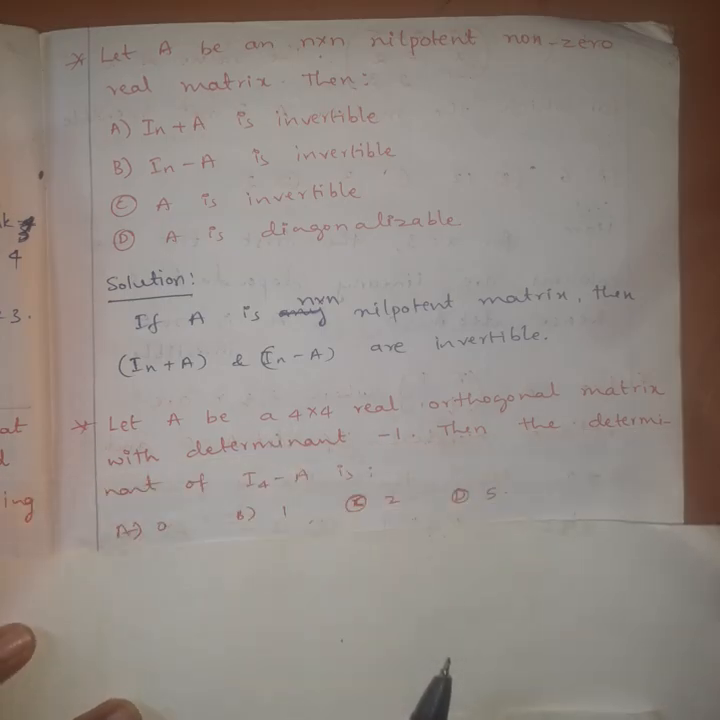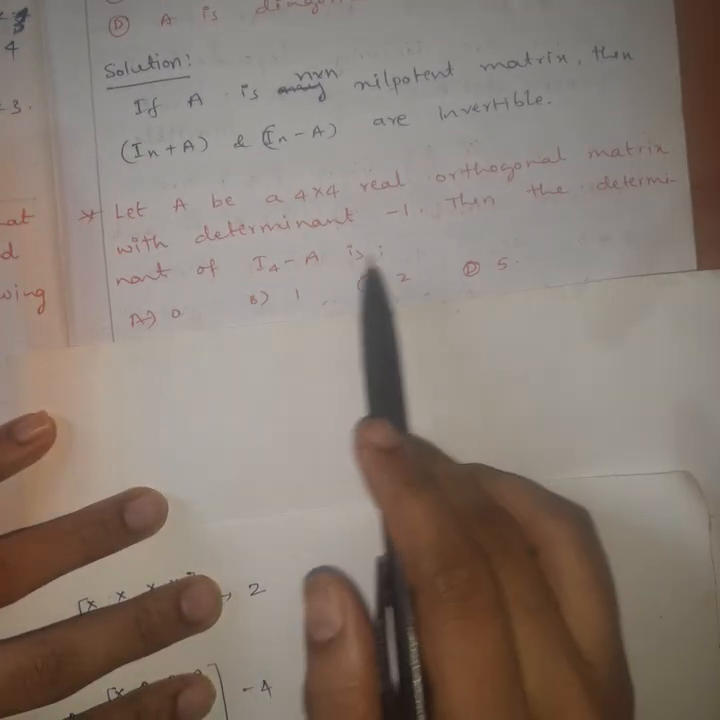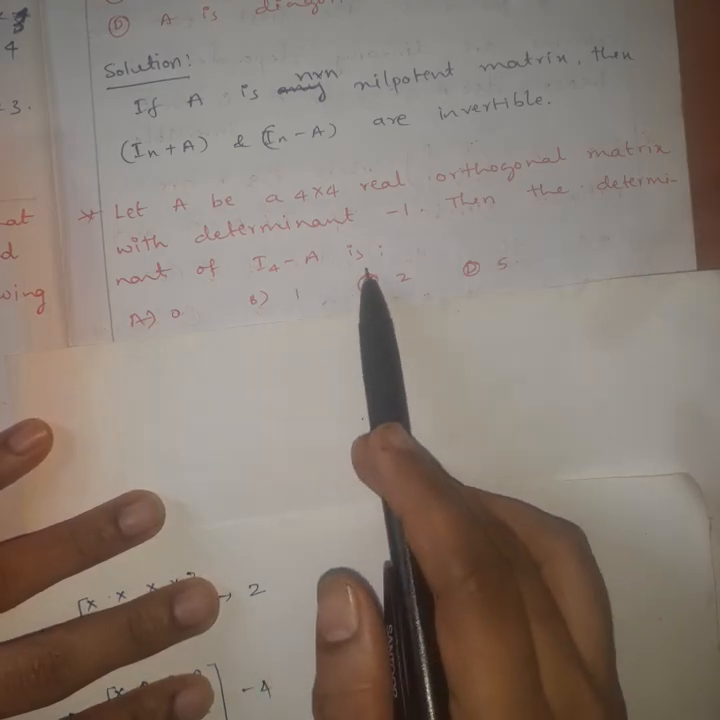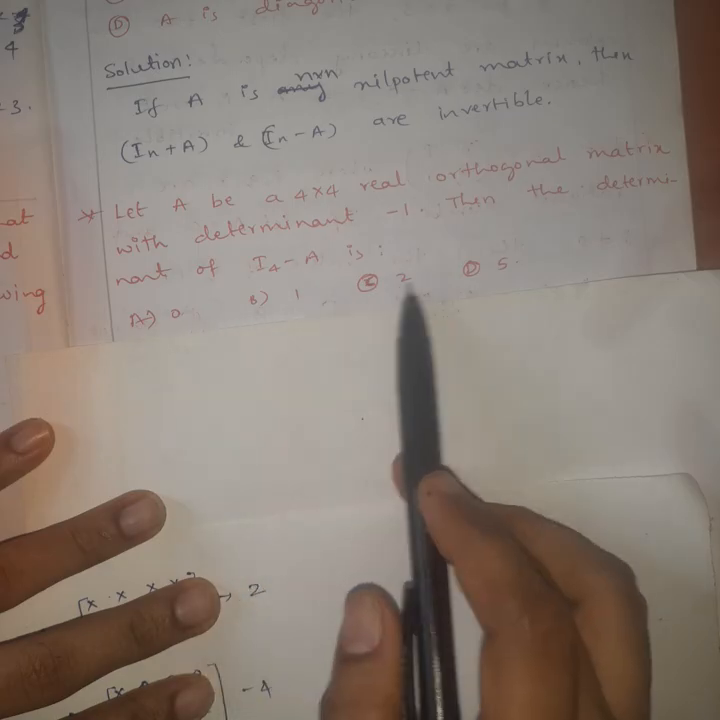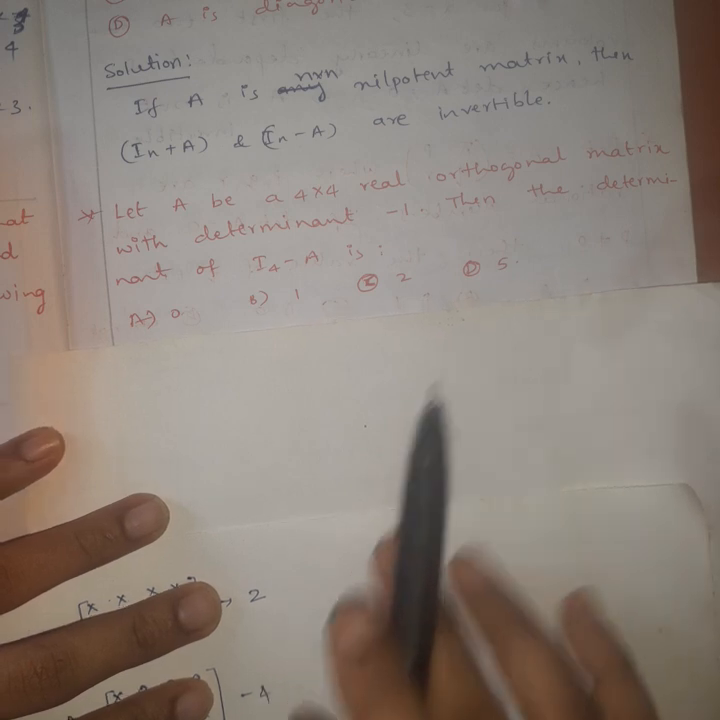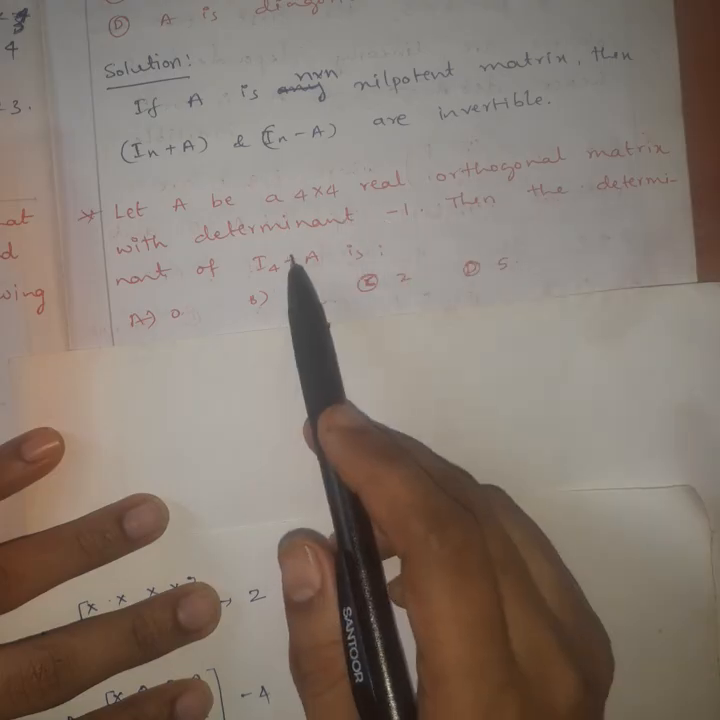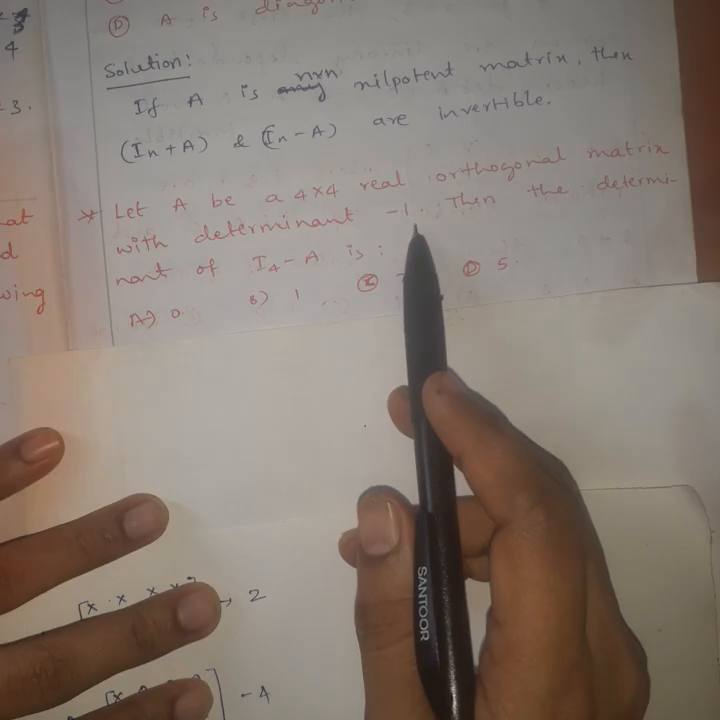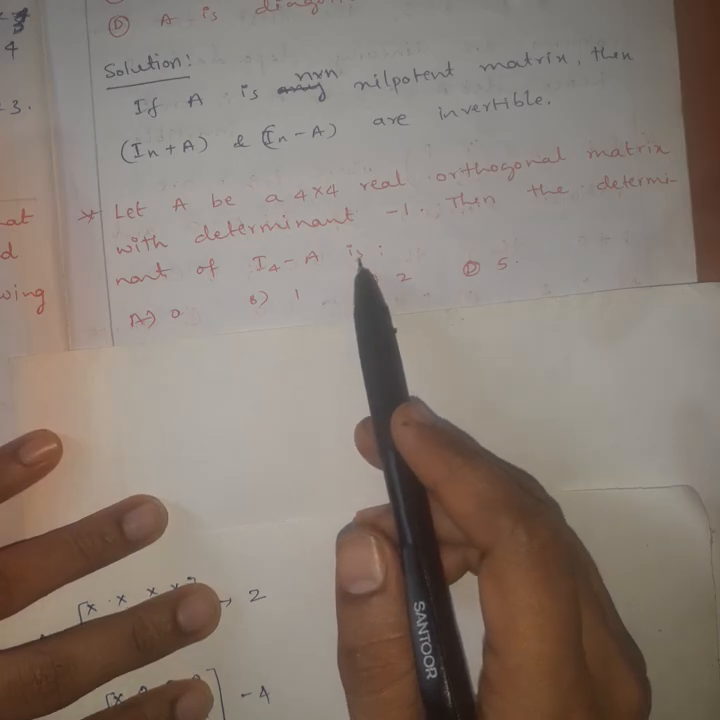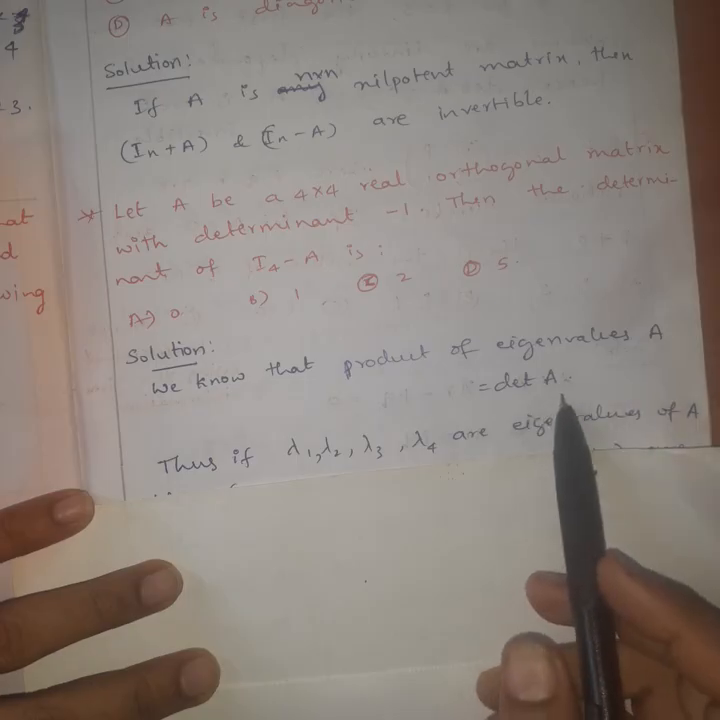Next question: let A be a 4 by 4 real orthogonal matrix with the determinant equal to -1. Then the determinant of I4 minus A is option A 0, 1, 2, 5. Okay, these are the options. So how can we solve? Given the matrix is 4 by 4 and it is orthogonal, also its determinant is -1. Determinant of I4 minus A we have to evaluate. We know that the product of eigenvalues is the determinant of A.